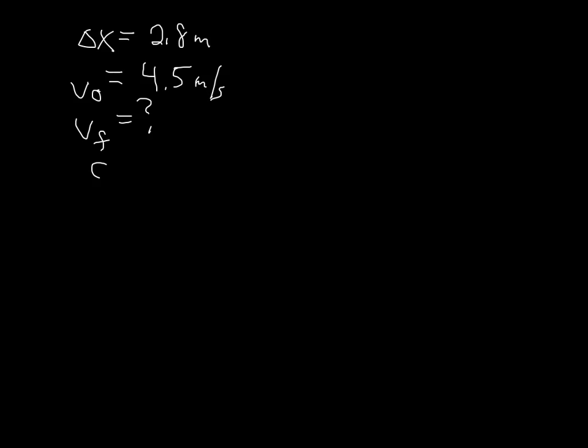Part B, we're asked to find what the speed is as he reaches home plate. So we know delta x now is going to be 2.8 meters. V initial is still the same speed he had, 4.5 meters per second. We know V final is what we're looking for. We know the acceleration is 2.94 meters per second squared. Pick a kinematic equation, and you will plug them all in to get V final is 1.94 meters per second.